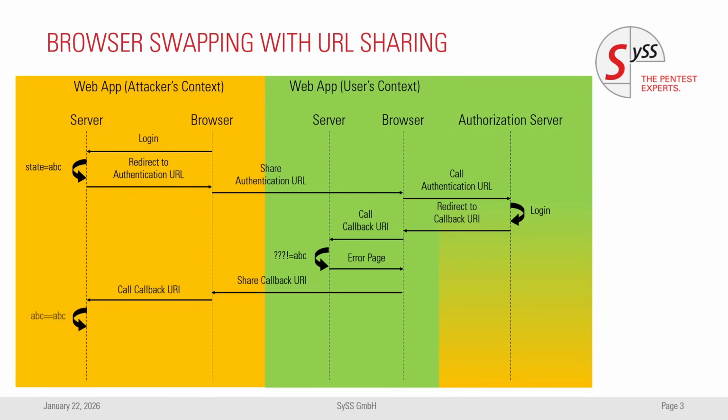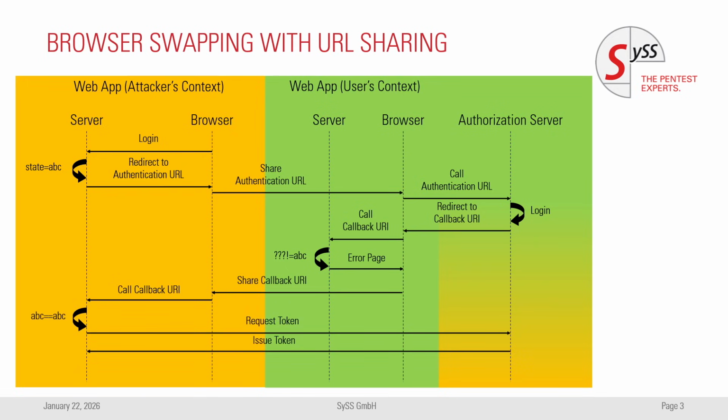When browsing the callback URI in the attacker session, the state verification succeeds, and the web application resolves the provided authorization code for an access token. Since this authorization code was issued to the user, the attacker will be logged into the web application as the user. Let's have a look at the mitigation strategies.